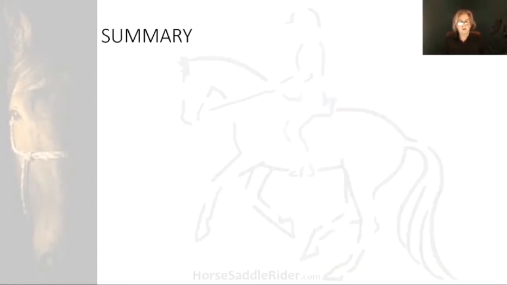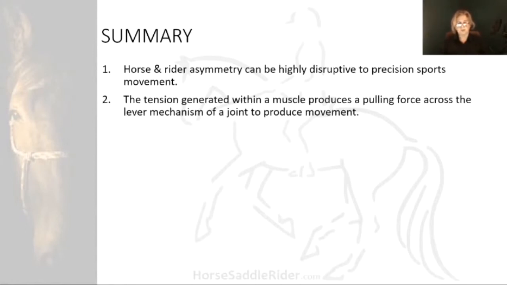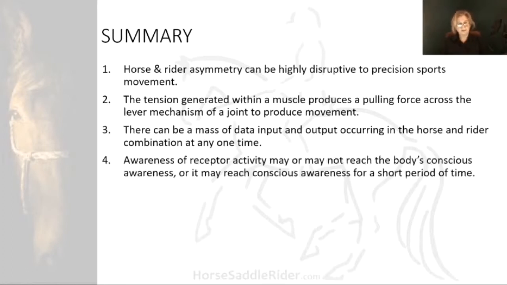To summarise, horse and rider asymmetry can be highly disruptive to precision sports movement. The tension generated within a muscle produces a pulling force across the lever mechanism of a joint to produce movement. That means that muscles pull, they never push. There can be a massive data input and output occurring in the horse and rider combination at any one time. Awareness of receptor activity may or may not reach the body's conscious awareness, or it may reach conscious awareness for a short period of time. And that's how sometimes it's difficult to train a horse.